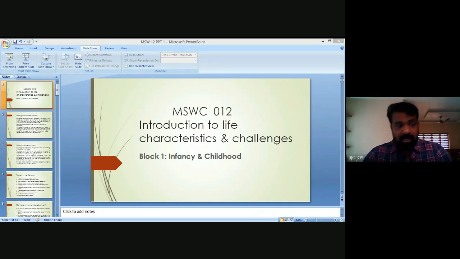So altogether, we have four units in the first block, and we are going to deal with the first block and the first unit, that is biological development.